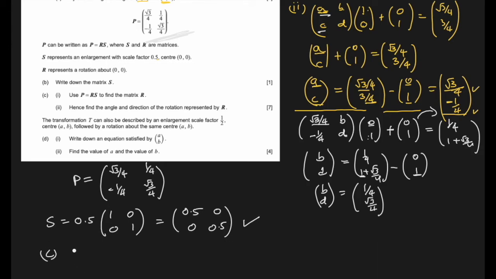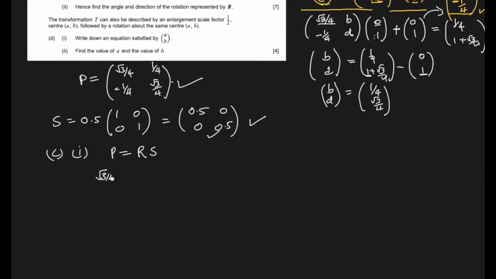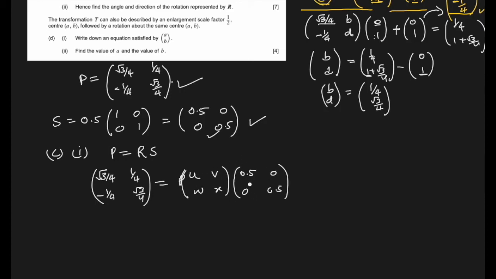Okay, what is part C1? P is equal to RS. To find the matrix R, we have to use this. And P is this one, S is this one, so we can use this. In place of P, we will write its value, square root 3 over 4, minus 1/4, 1/4, square root 3 over 4, equal to R, which is another matrix, and let's call that matrix U, V, W and X. And S, we just got S, 0.5, 0, 0, 0.5. So let's expand or multiply these two matrices here.